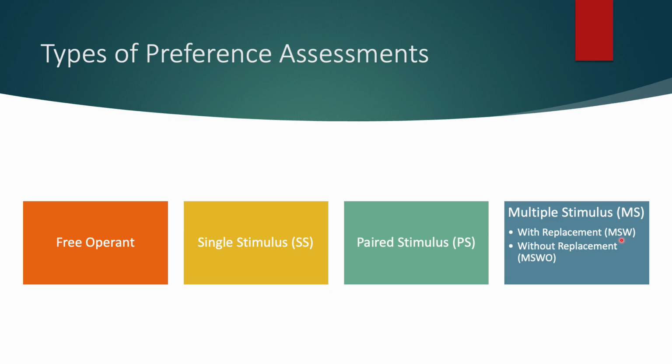But you don't have to worry about all of that right now. We're going to go over each of these in detail, but it's a way I'm giving you the cliff notes of how to break these down or how to remember them in the future. And then the free operant preference assessment is one in which we freely allow the person to engage with items in their environment, and then we just collect data on what that looks like, on how long they spend with each item. Let's go over each assessment in more detail now.